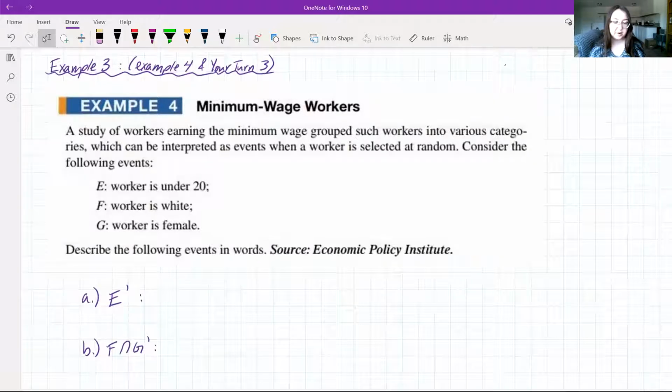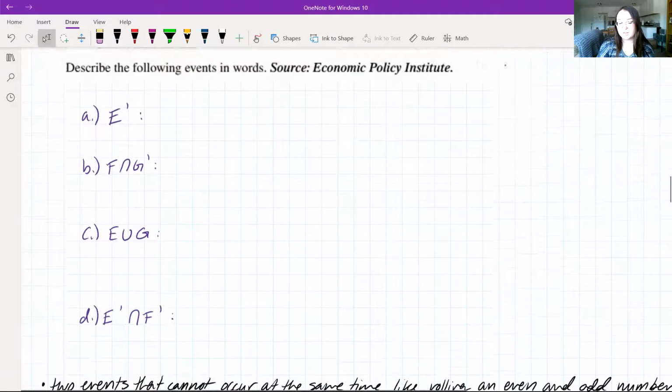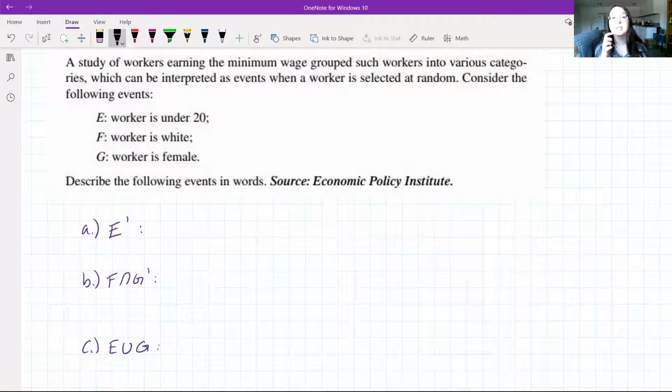So for example 3 here, this is also going to be example 4 and a combination of your turn number 3. We have minimum wage workers. A study of workers earning the minimum wage grouped such workers into various categories, which can be interpreted as events when a worker is selected at random. Consider the following events. E, a worker is under 20. F, a worker is white. G, the worker is female. And then we want to describe the following events in words. The events that we're going to go through now will all just be described in words instead of numbers or letters. So for part A, we have E complement.